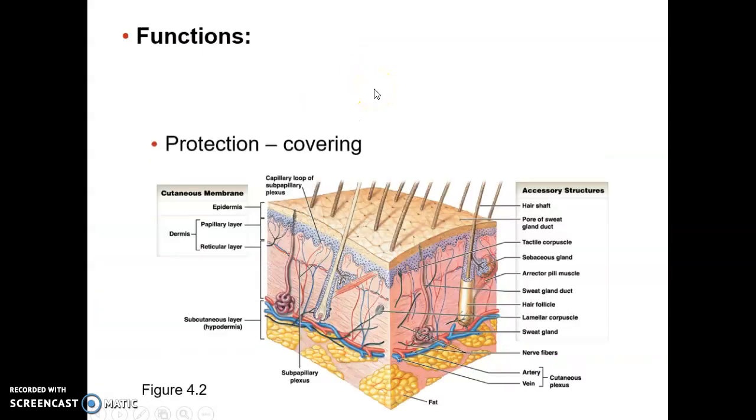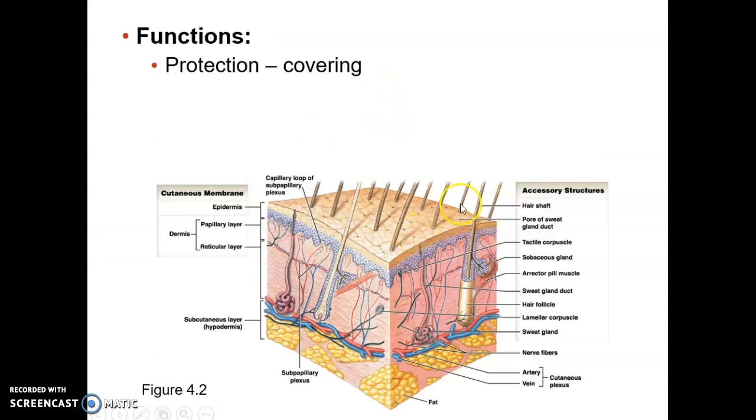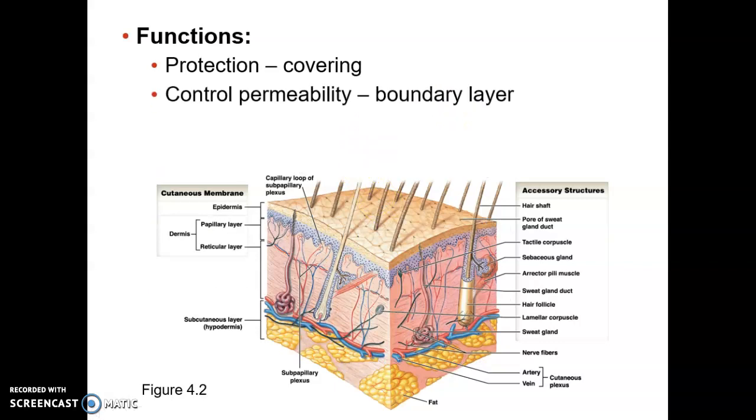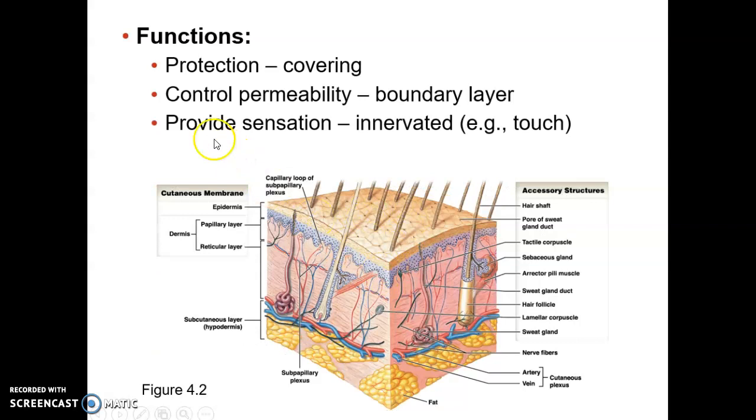All right, functions. Protection. It's a covering on our body and covering within passageways. Controls permeability. It's a boundary layer, and if you think of your skin, it's essentially dry, and that helps keep us from losing excess moisture. When we sweat, that's a cooling mechanism, so that's an exception.